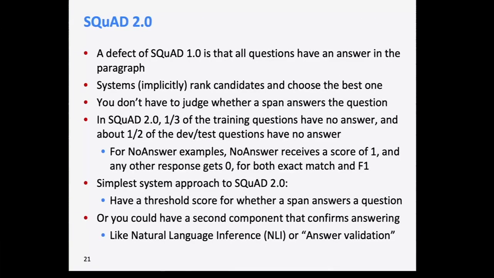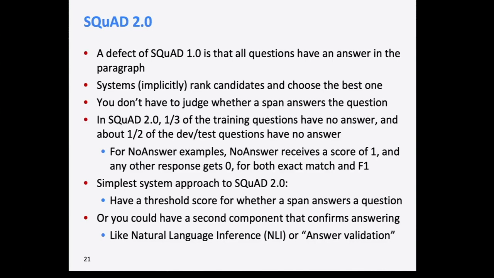So the next step was to introduce the SQuAD version 2 task. Many people felt that a defect of SQuAD version 1 was that in all cases, questions had answers, so you just had to find the answer in the paragraph. That turned into a kind of ranking task. You just had to work out what seems the most likely answer, and return that without really having any idea whether it was an answer to the question or not.